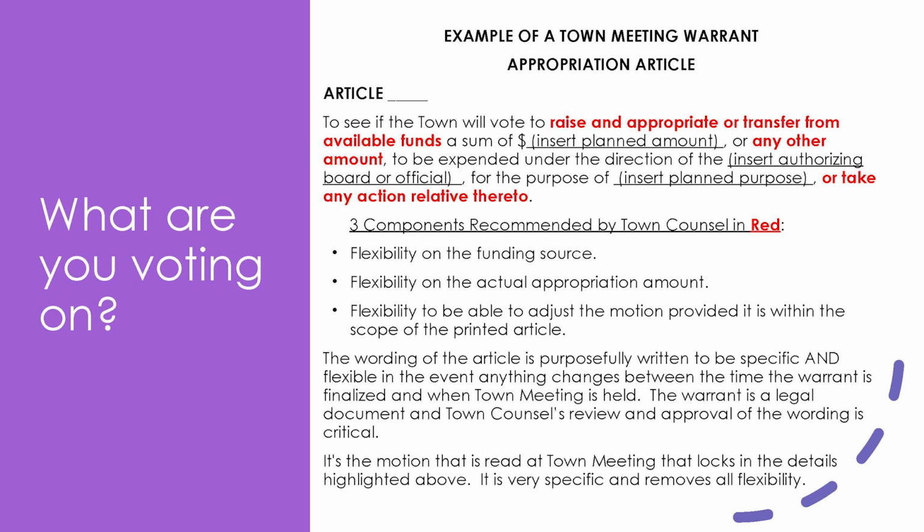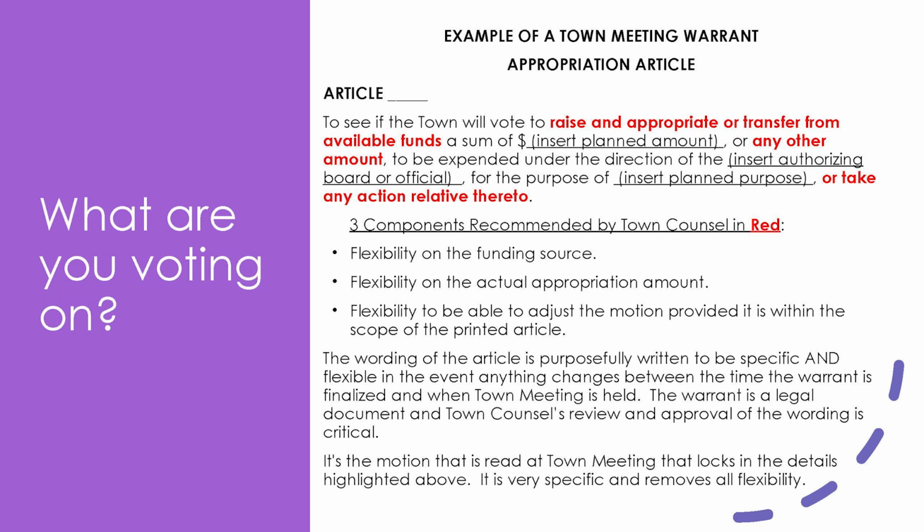The reason we use that phrase, raise and appropriate or transfer from available funds, is that it covers any possible way to fund an article. So as you would think, you want to keep your options open on how you fund what it is you're doing. Then you identify an amount, but town council also always wants you to say, or any other amount, in case something changes between the time that the warrant's posted, which has to be a minimum of 2 weeks before town meeting. We usually try to post it a couple of days before that, just to be safe.